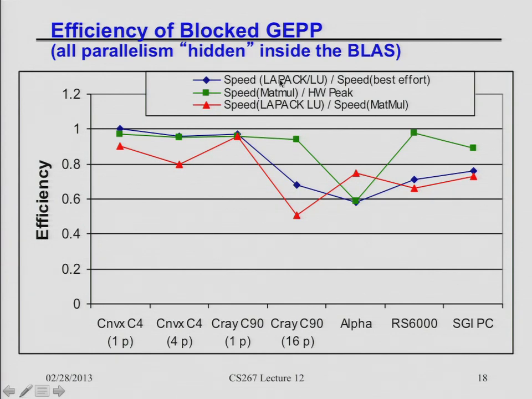So the black line is the speed of the algorithm I just showed you. Let me do the green line, divided by the hardware peak, right? You absolutely promise you can't go faster than the hardware peak. And the vertical axis is a fraction, it can get as high as 1. You can see the green line is for, I think, a 1,000 by 1,000 matrix, and it's getting to be a pretty large fraction of the machine peak. So that's pretty good. Except on this platform, we had a little trouble with that one.